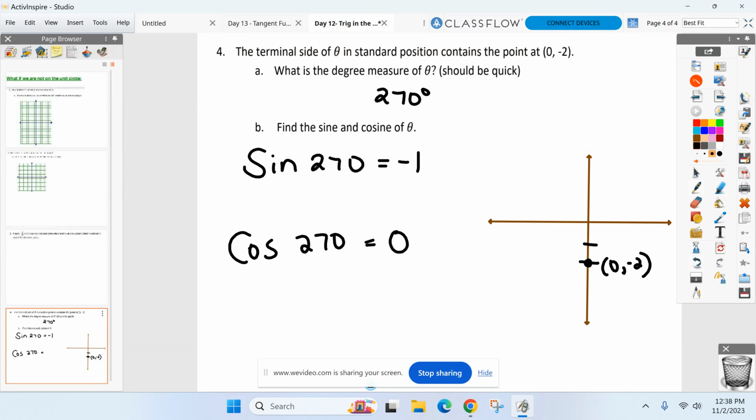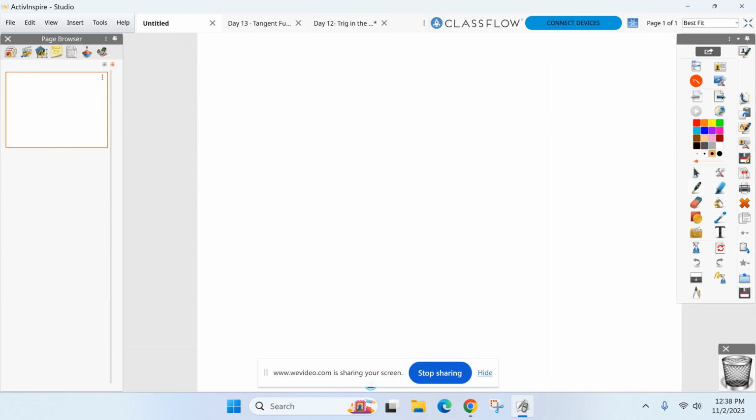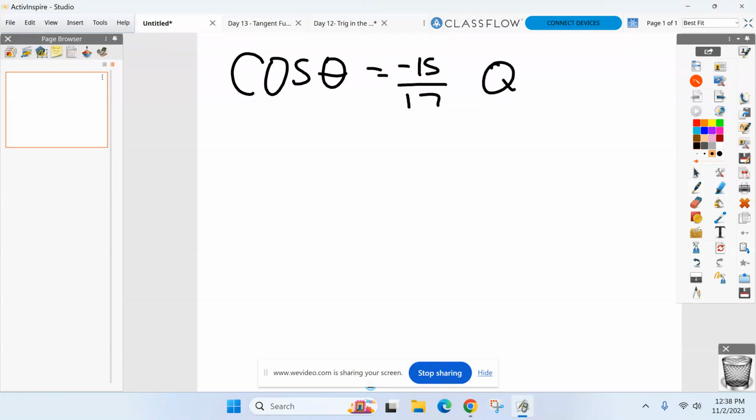I'm going to do the last part here, part B, where it says cosine theta equals negative 15 over 17, and I'm in quad 3. And we need to find the sine value and the degree value. So again, sometimes you might be given some information about what quadrant you're in. Sometimes I may just give you a point to graph. That'll tell you what quadrant we're in, right? So I know I'm in quad 3.